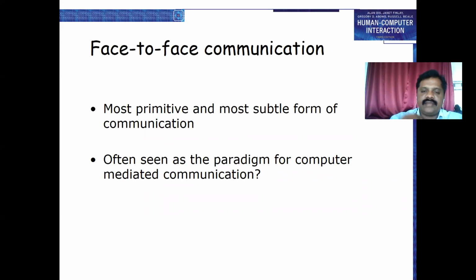First, face-to-face communication, the most primitive and most suitable form of communication, often seen as the paradigm for computer-mediated communication. It involves speech, hearing, body language, and eye gaze. A person has to be familiar with existing norms to learn a new norm.